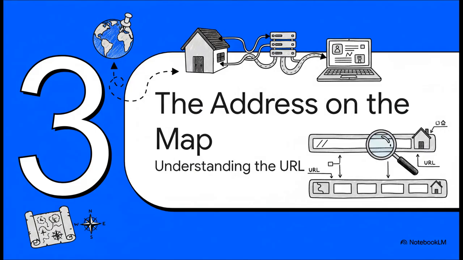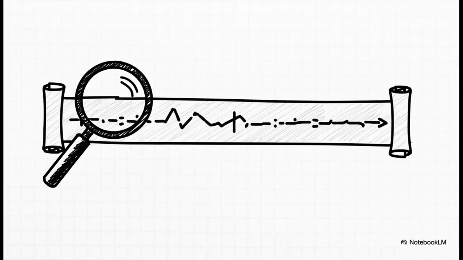And just like on a real map, every single destination needs an address. On the internet, we call that a URL, which stands for Uniform Resource Locator. Now, I know it can look like a jumble of letters and symbols, but just like a street address, every single part has a very specific meaning. For example, let's take a look at a full address, like this one. It might seem a little complicated, but it's really just a precise set of instructions for your browser. So let's break it down piece by piece.